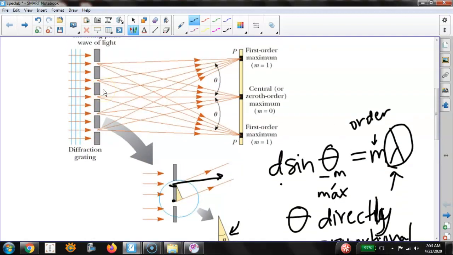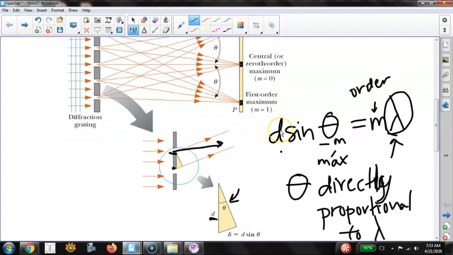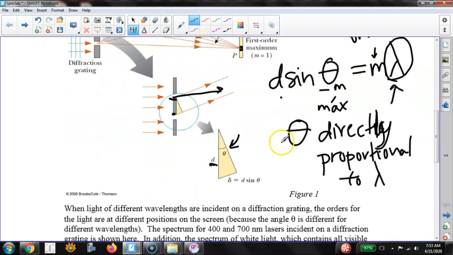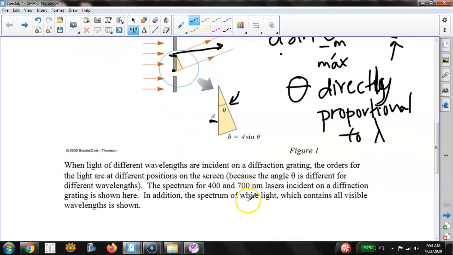If we were in class, I could show you two different diffraction gratings with different slit separations, and you would notice you could see a spectrum easily out of one, but not out of another. So that's another little piece in there. But this is the main point, that the angle is directly proportional to the wavelength. Your lab manual talks about that a little bit more.